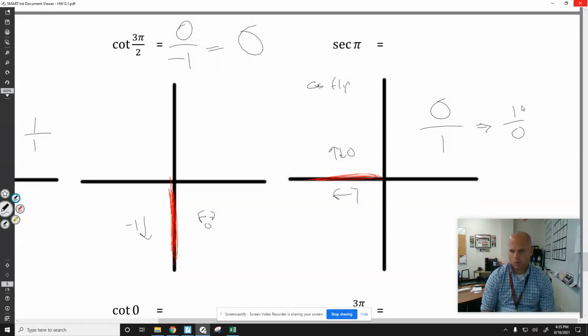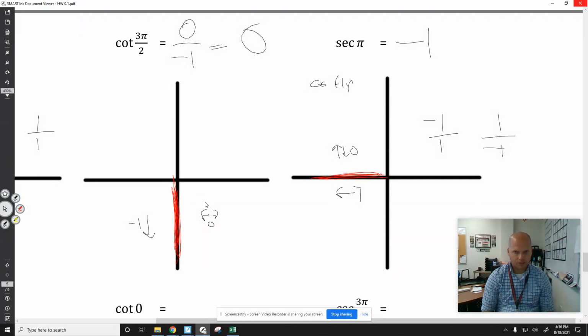Oh, hold on a second. Cosine. Oh my gosh, I'm wrong. What am I doing? Teachers make mistakes too. Cosine is the left and right. The left and right is -1. Flip -1. You still get -1, however you flip it. Silly.